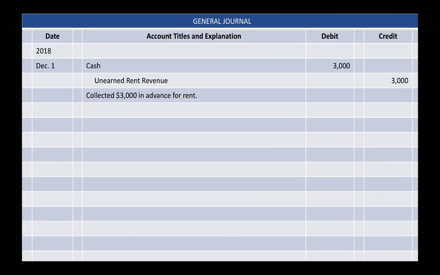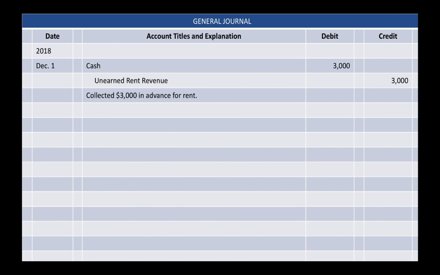On December 1st, Overnight debited cash for $3,000 and credited the liability account called Unearned Rent Revenue for the same amount. Don't let the word revenue in the liability account title mislead you. The important descriptor is the word unearned. Unearned revenue is a liability. Overnight must do something to earn this revenue. Let's look at the journal entry required on December 31st to recognize the revenue earned during the month.